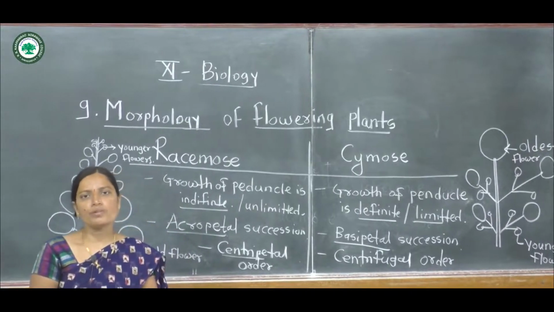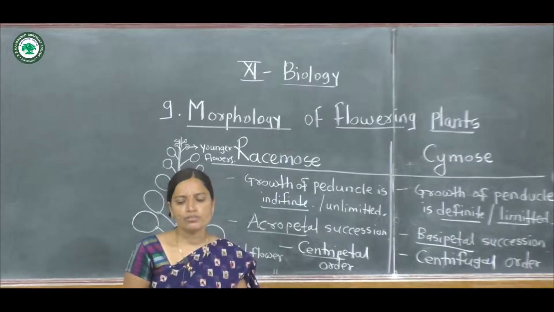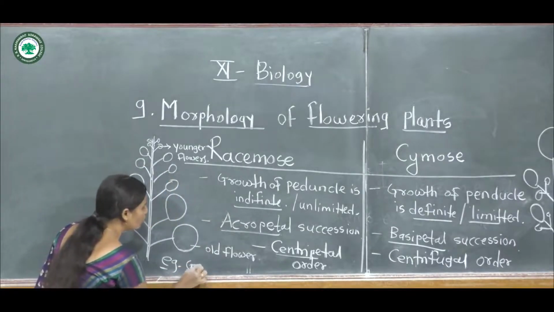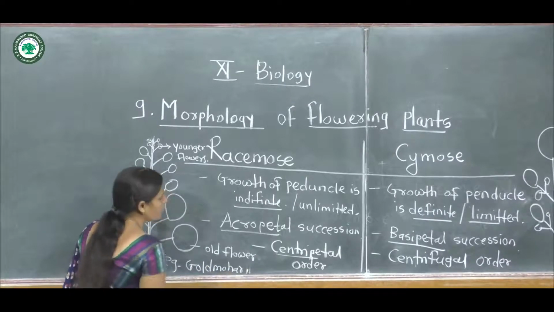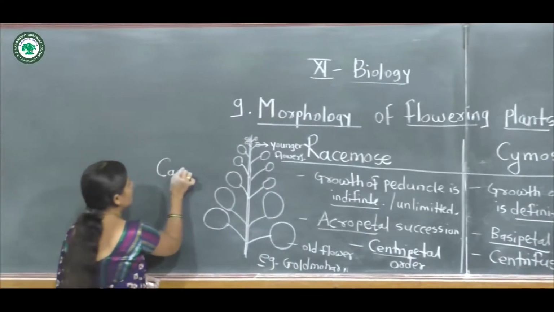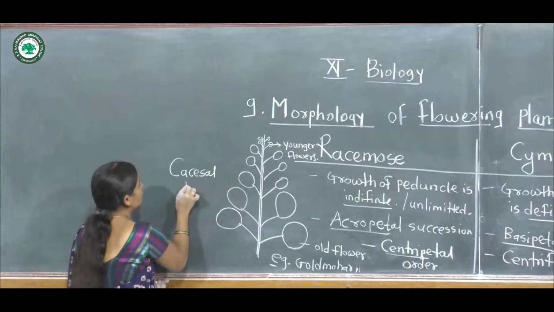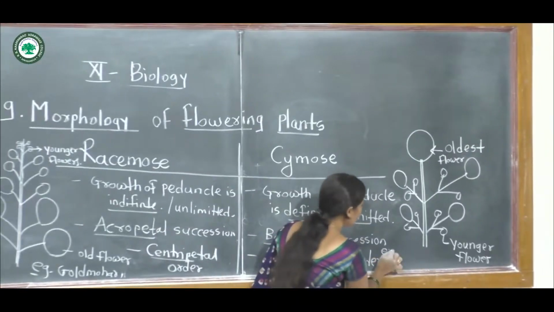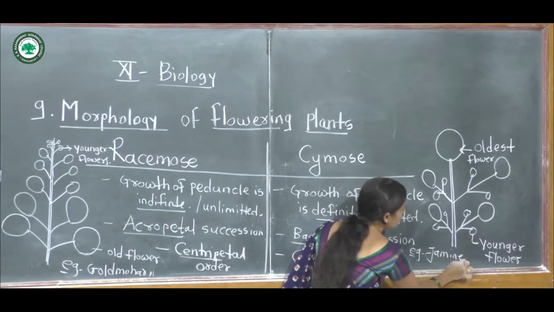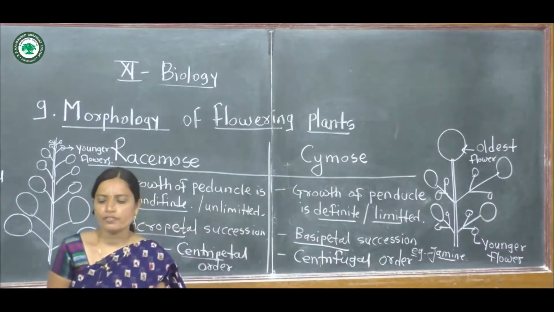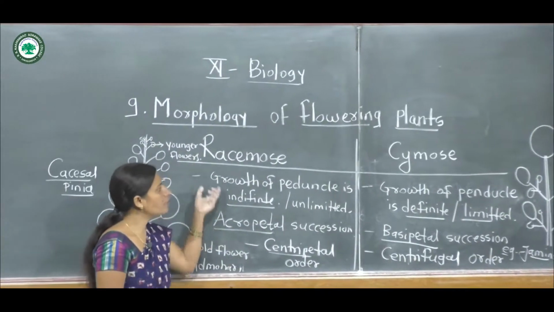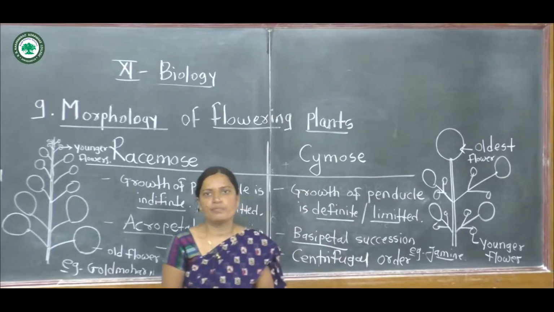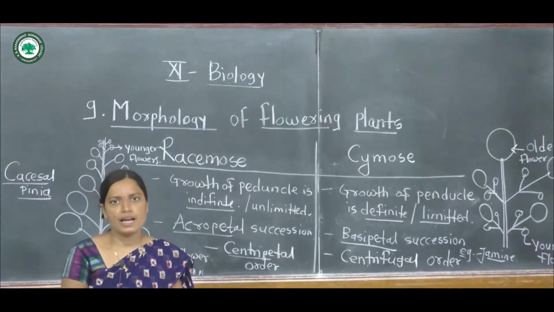Now the next difference is the example. For example, the examples of racemose inflorescence are Gulmohar and Caesalpinia. And for cymose inflorescence, for example, jasmine is the best example of the cymose type of inflorescence. These are some examples. This is the difference between the racemose and cymose inflorescence.